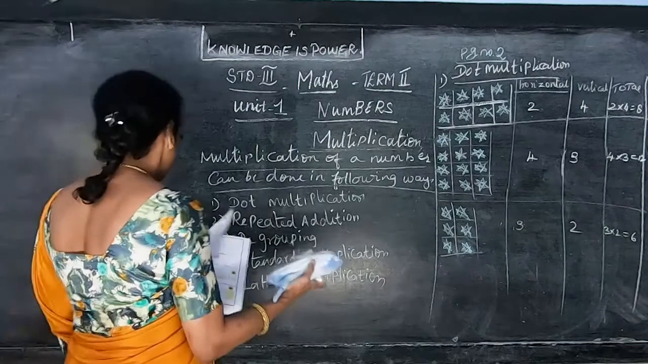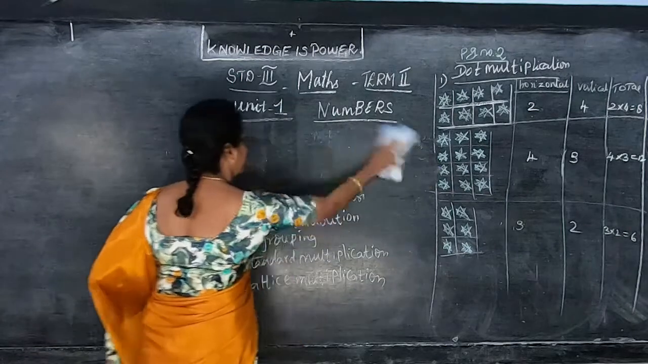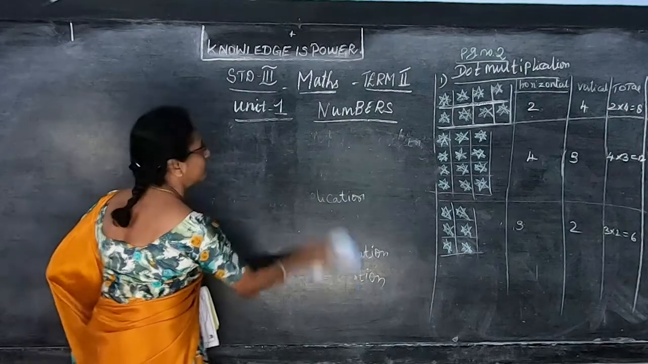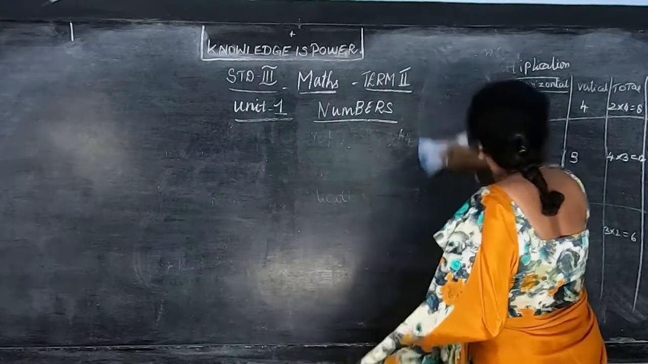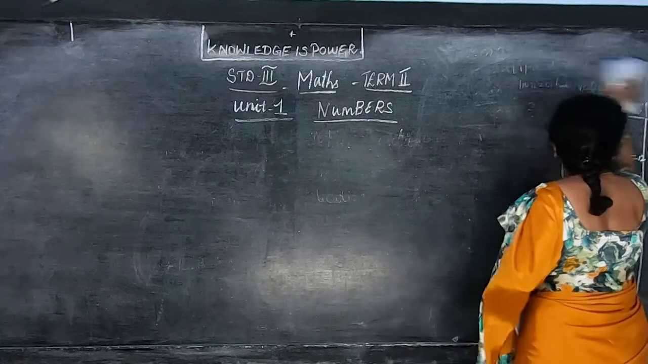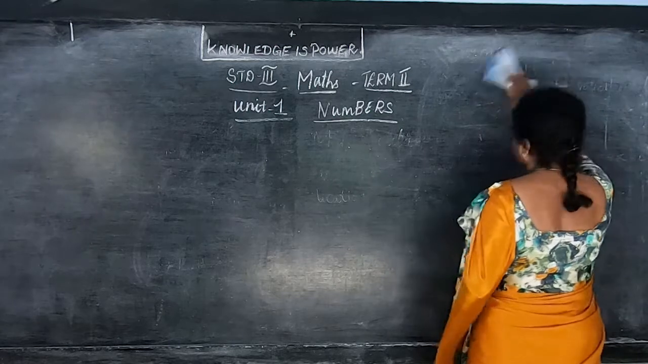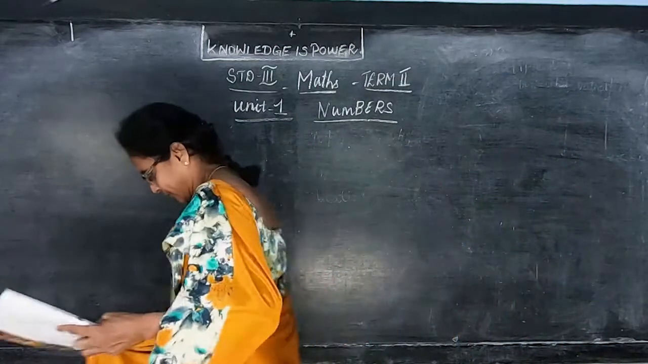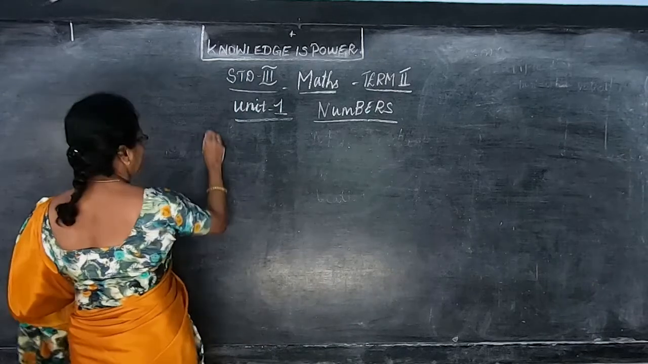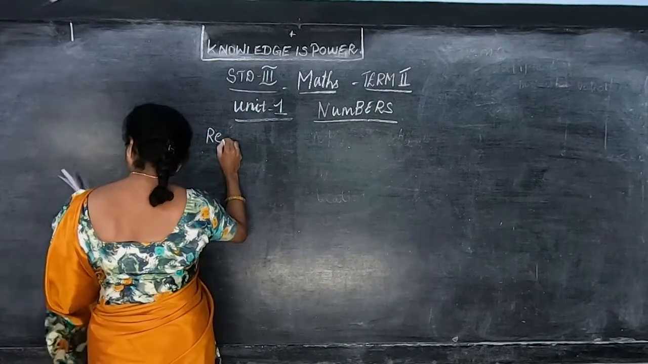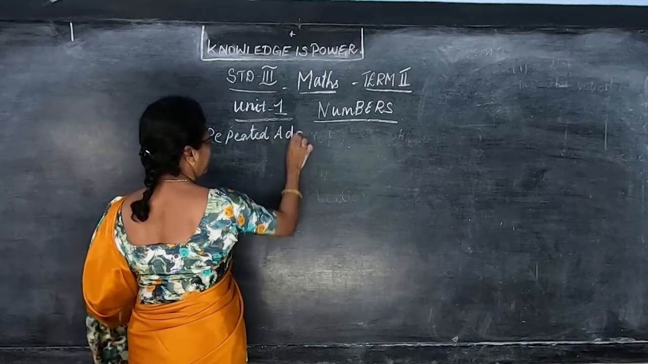Okay, children. Now you are going to see about the repeated addition. What do you mean by the repeated addition? Repeated addition, the numbers can be added again and again. So how to do this we will see here in the repeated addition. So the next one is repeated addition. What are we going to see? Repeated addition.